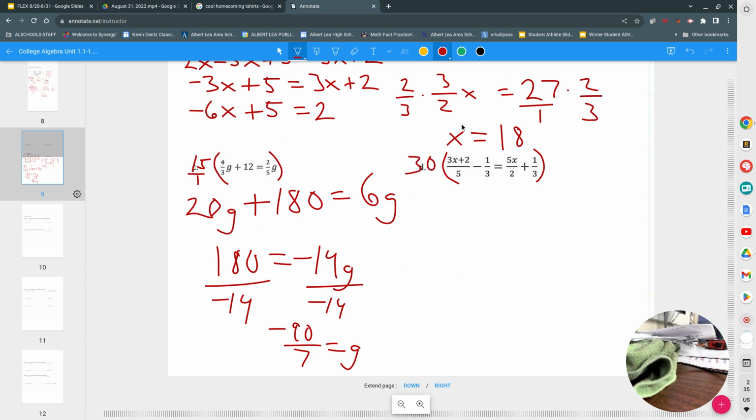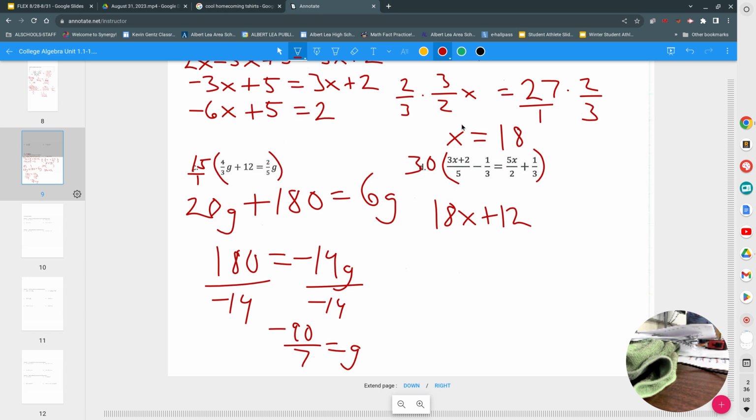Now, you could multiply the top through by 30 and divide by 5, but I find it easier to take 30 and divide it by 5 and then multiply by the result. So 30 divided by 5 is 6, so I distribute just 6 through the top. 6 times 3x is 18x. 6 times 2 is 12.